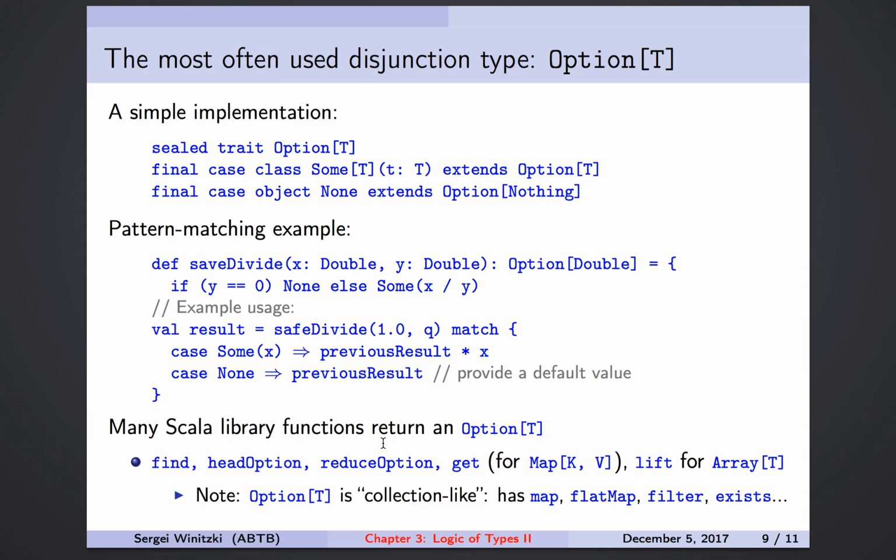A very often used disjunction type is called option. Here's how I would implement option in a very simple way. It has a disjunction of two domains. One domain is a tuple with one element of type T, where T is a type parameter. And the second domain is a tuple of 0 elements, or unit type, which is represented as a case object. This is just a keyword in Scala. It doesn't really mean anything different from a tuple with no elements or a unit type.